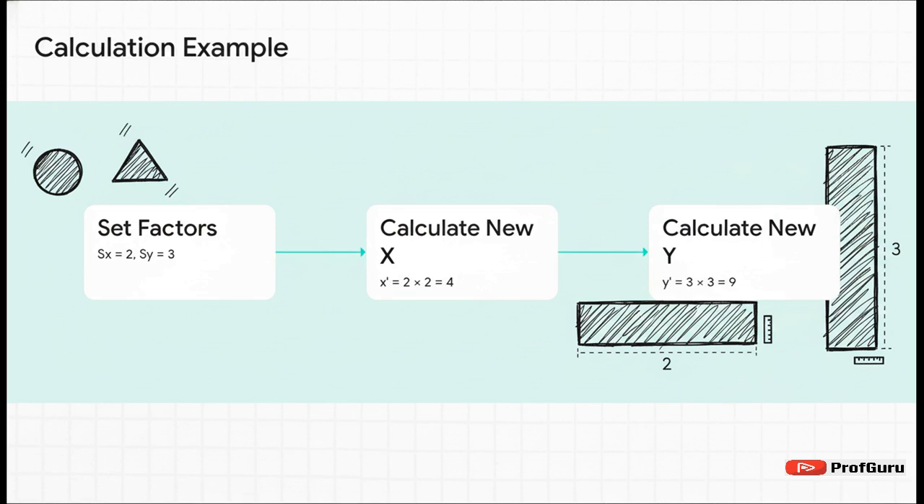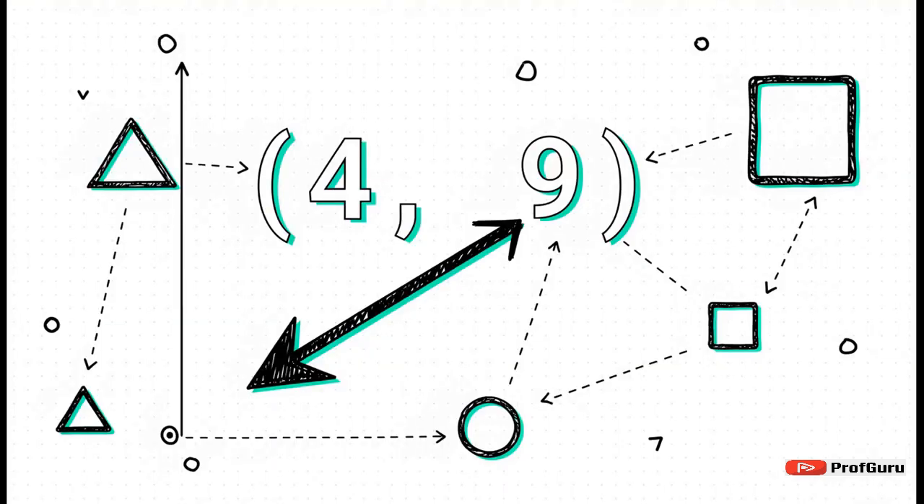The new x is the old x, which was 2, times our scaling factor 2, which gives us 4. And the new y is the old y, 3, times its scaling factor, 3, which gives us 9. And boom, there's our result. The new point, P prime, is now at coordinates 4, 9. By applying those scaling factors, we've actually moved the point farther away from the center. Now just imagine doing that for every single point in a shape. That's how you resize the entire thing.